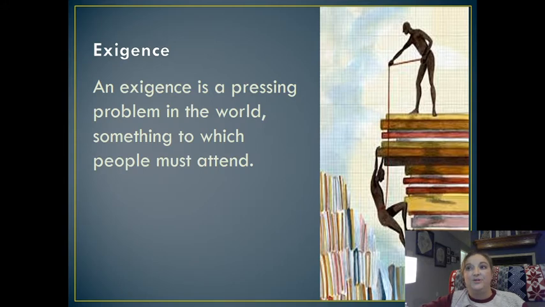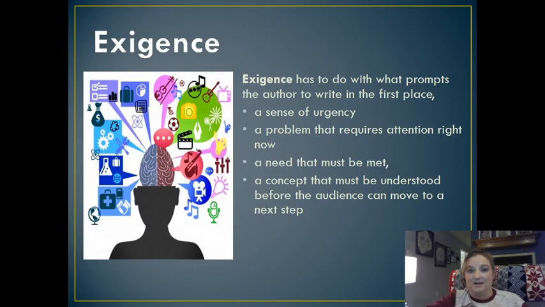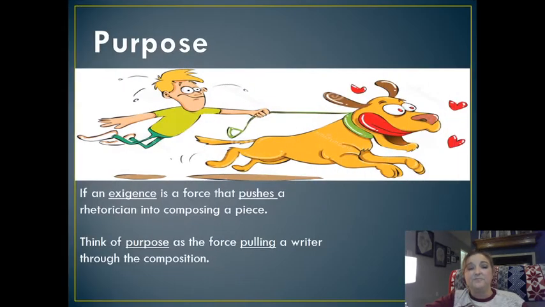And so you create an advertisement or you do a lemonade sale to earn money to help them. That exigence would be battered women. That is what's pushing you to try and do something about it. The purpose, that could be totally different. Maybe your purpose is to persuade. Maybe your purpose is to entertain. We'll get to that. But exigence is like the idea behind it. It is the urgency, the problem, the need that must be met. The purpose itself, that's more like the pulling force.